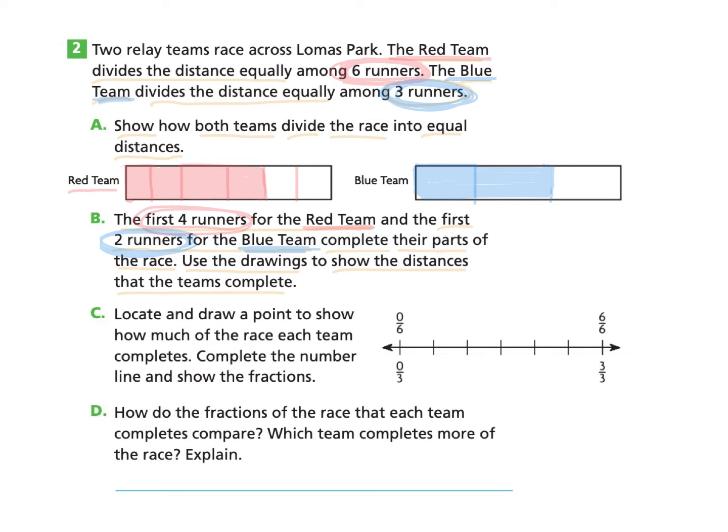Now let's take a look at part C. Locate and draw a point to show how much of the race each team completes. Complete the number line and show the fractions. So you may pause and try this part on your own and come back, or just follow along with me. All right, so the first thing we're going to do is look up top here, and we see that there are 0/6 at the start of the number line, and at the end it's 6/6, which would complete the race.